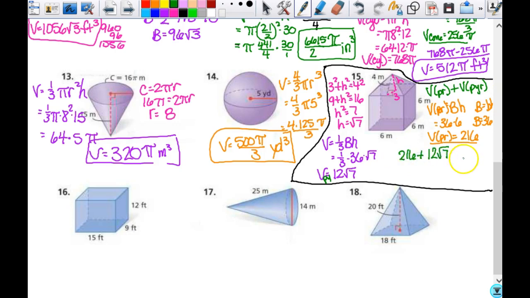I cannot combine those. There are still some people that try and combine. Please don't do that. And that is meters cubed. There's your volume. Okay, everybody good? Yes? All righty.